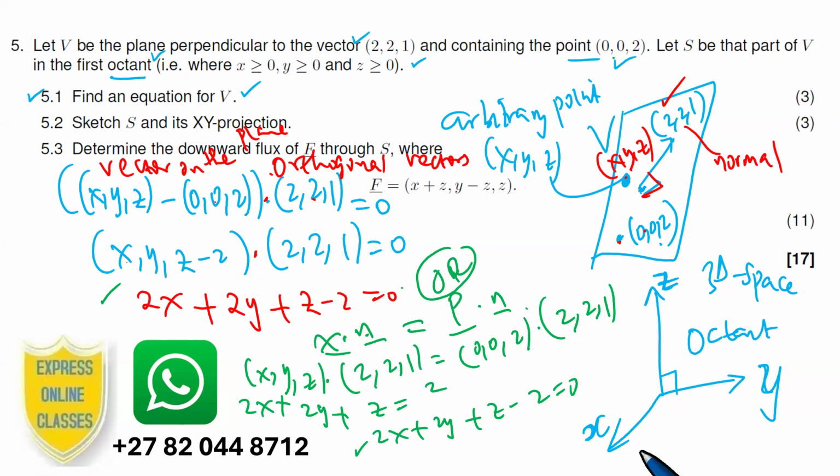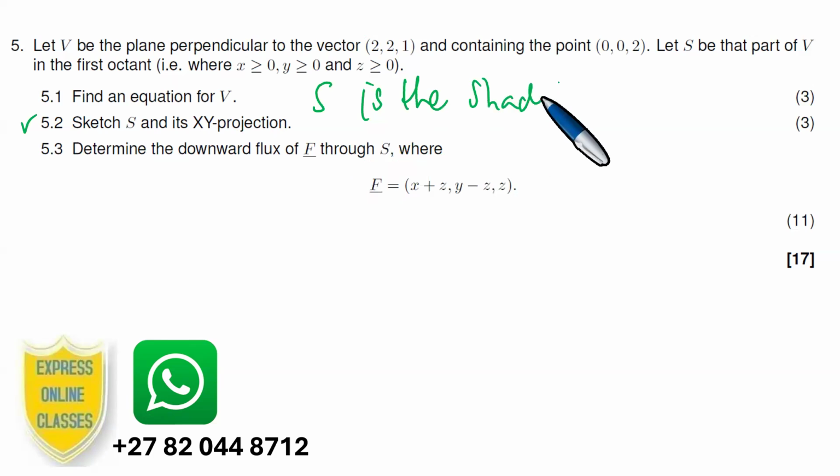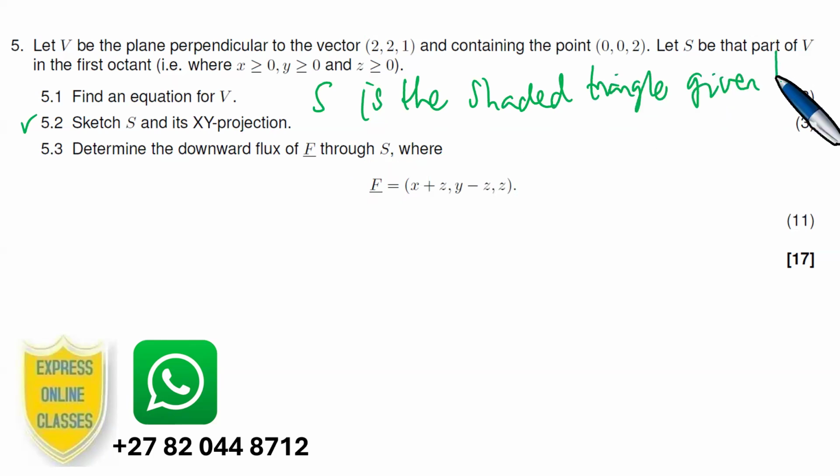Any question about finding an equation for V, the plane? No. Okay, good. Now we move to the next question. We need to sketch S and its XY projection. Let's focus on the XY projection. Since S is part of V in the first octant, we note in particular that S is the shaded triangle given below.